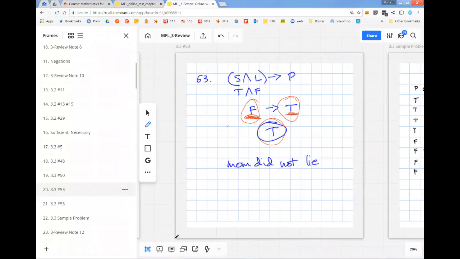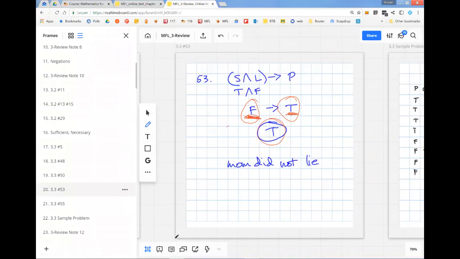So 53: a mother promises her child, if you eat the spinach and the liver, then you may go out to play. Do you see how I labeled eat the spinach S, and eat the liver L, and you can go out and play as P? So the statement is: if you eat your spinach and your liver, then you can go out and play. If (S and L), and that's really got to be in parentheses, then P.